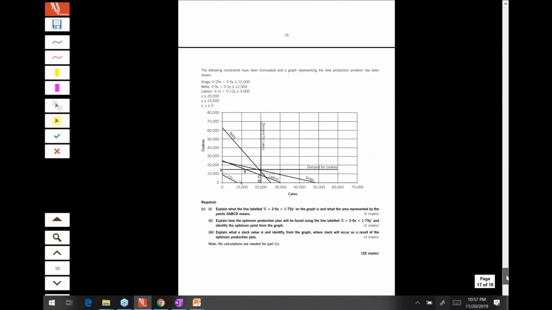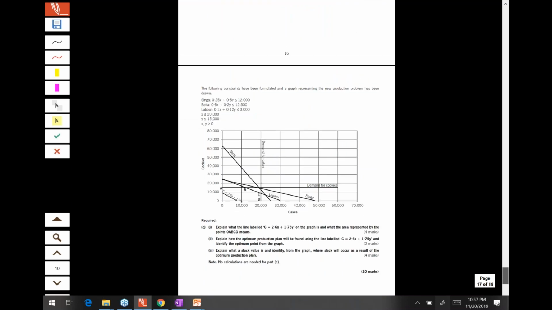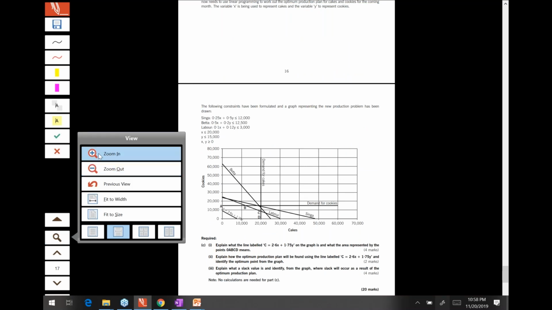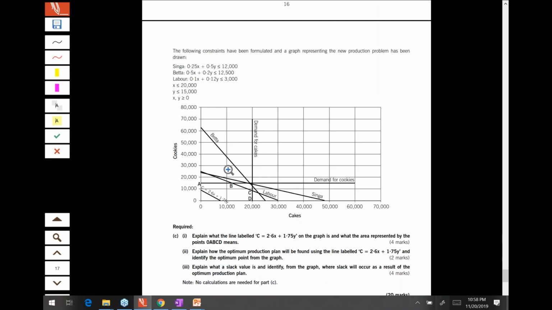Okay. Now, this is a question of linear programming, and I first quickly want to give you certain quick understanding based on this question.